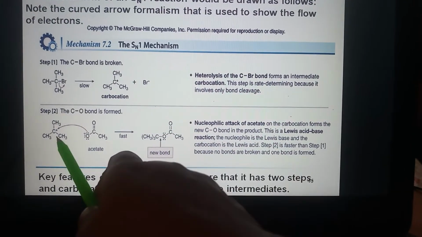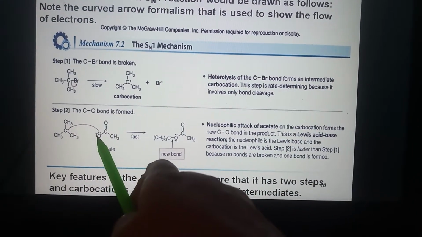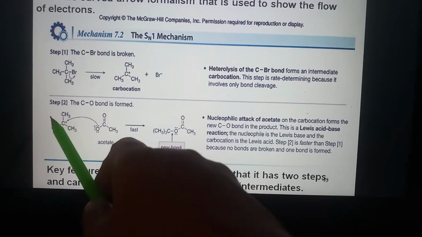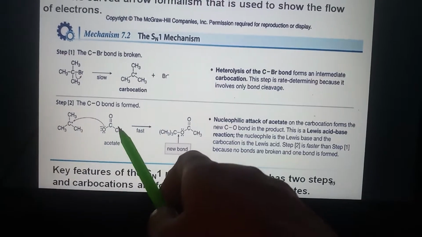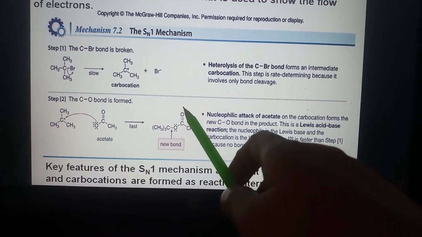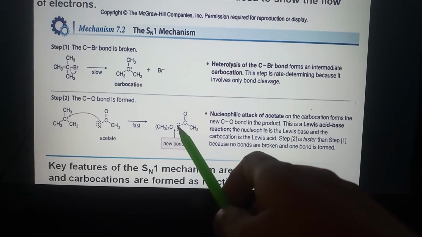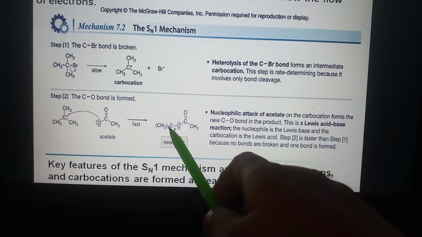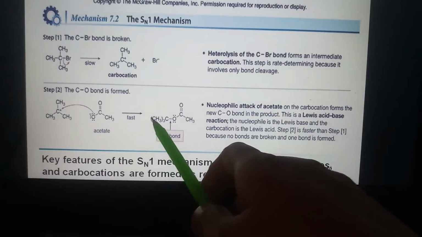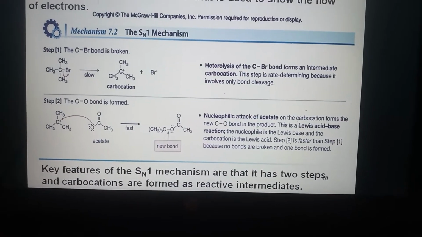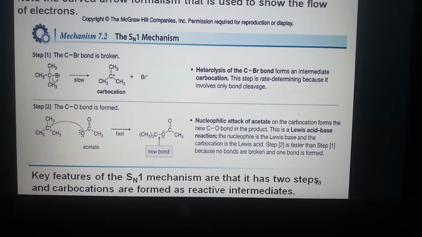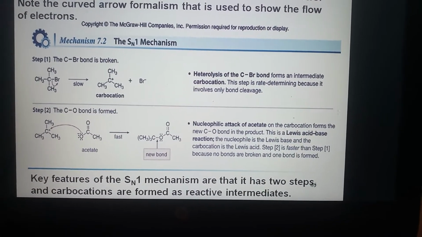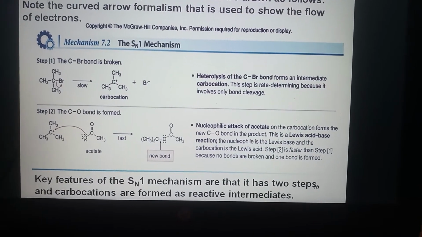And the second step is formation of the CO bond. The carbocation is attacked by the acetate anion, forming the product with a new bond. Here you can see a new CO bond is formed, and the step is fast. So nucleophilic attack of the acetate ion on the carbocation forms the new CO bond in the product.